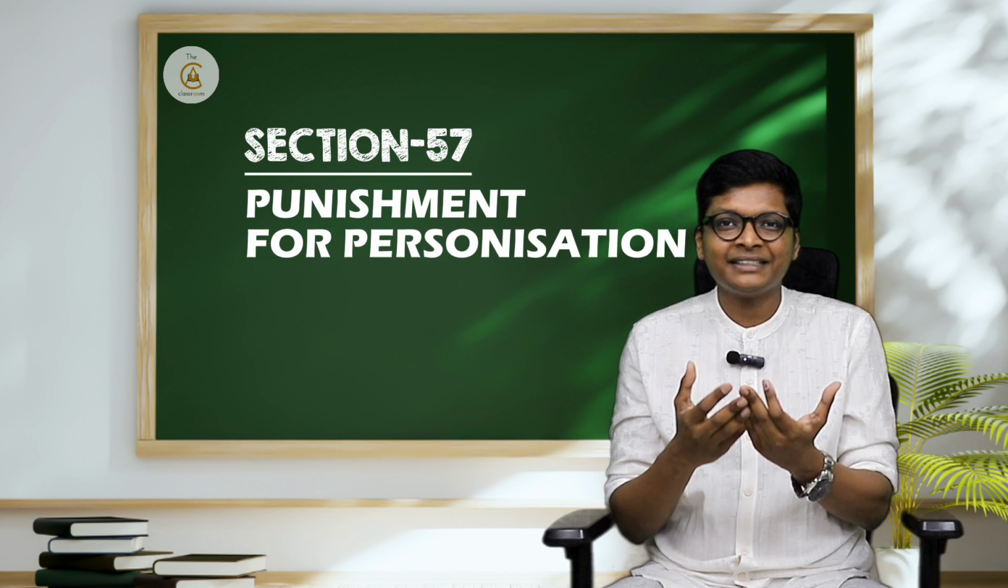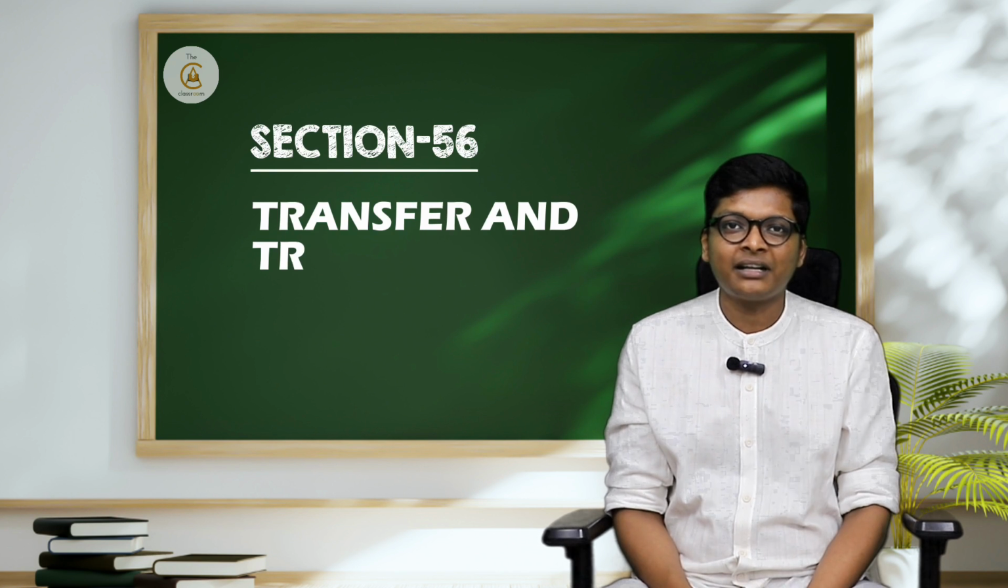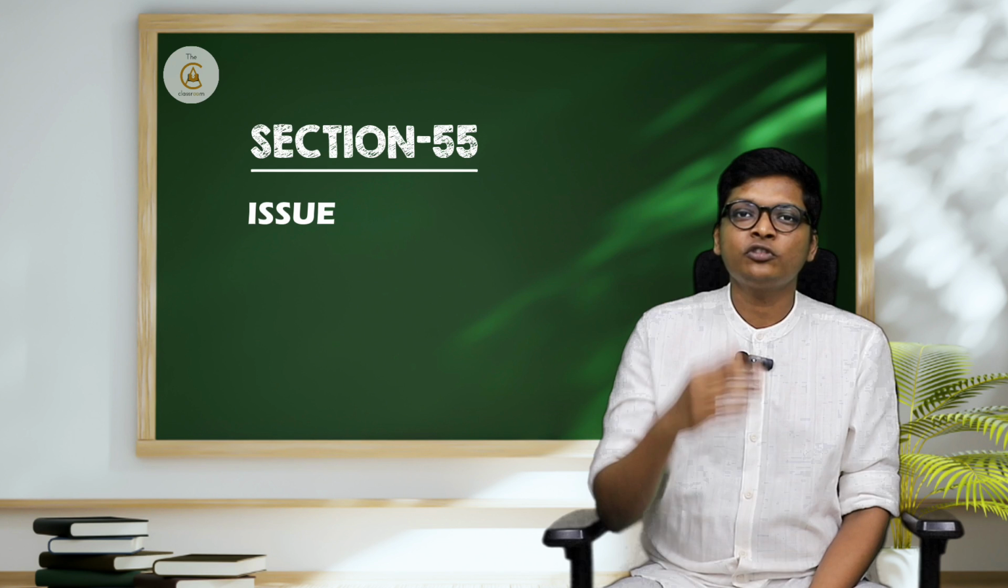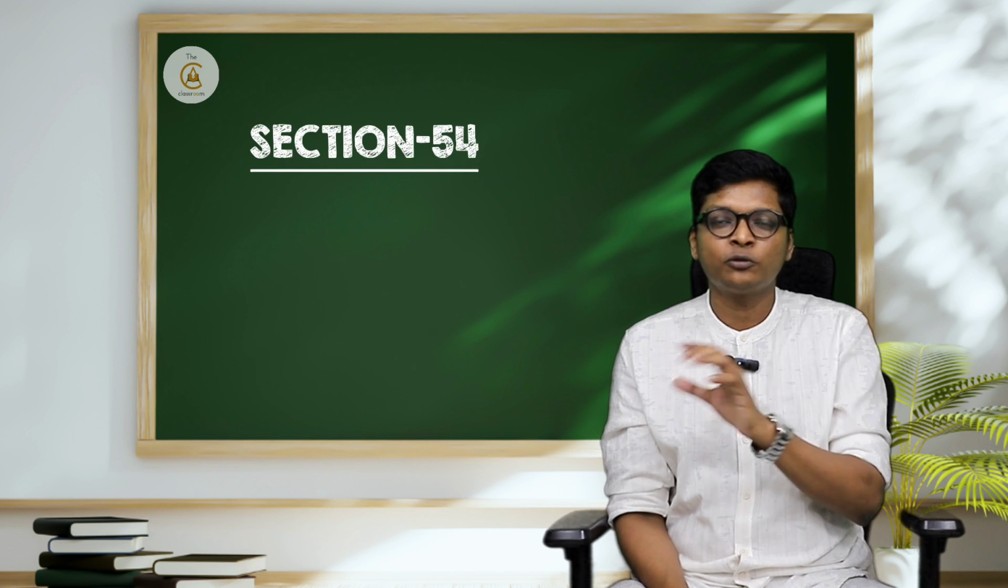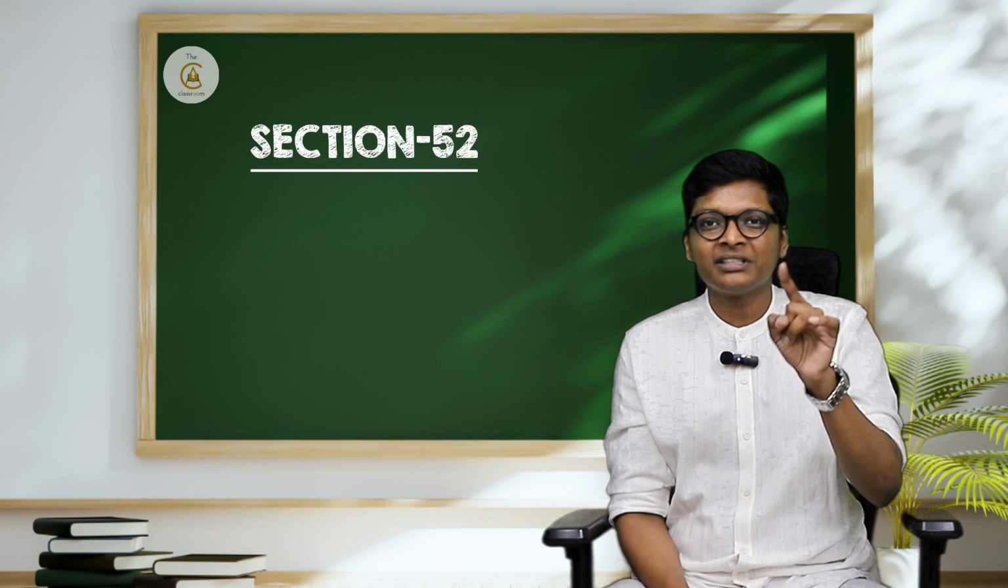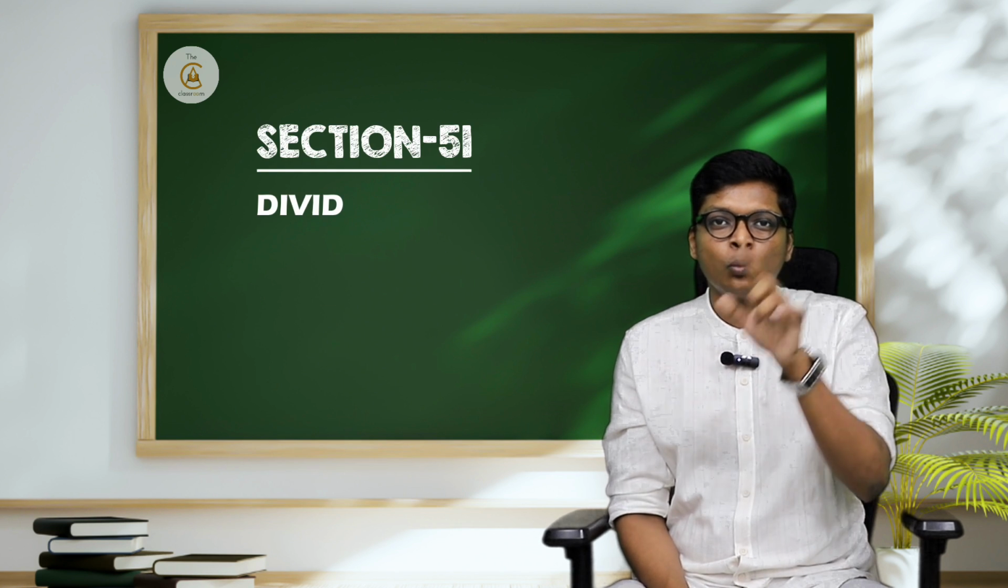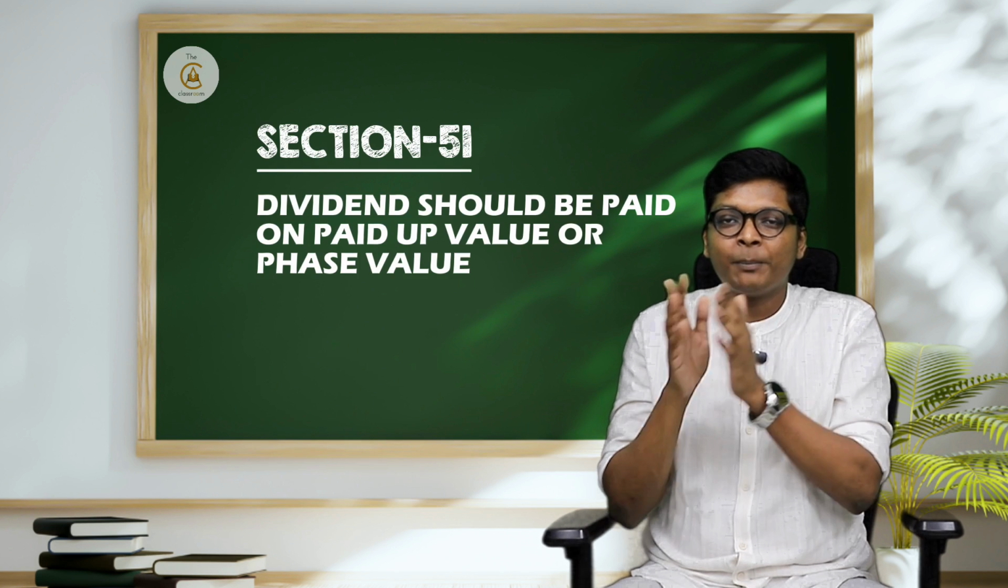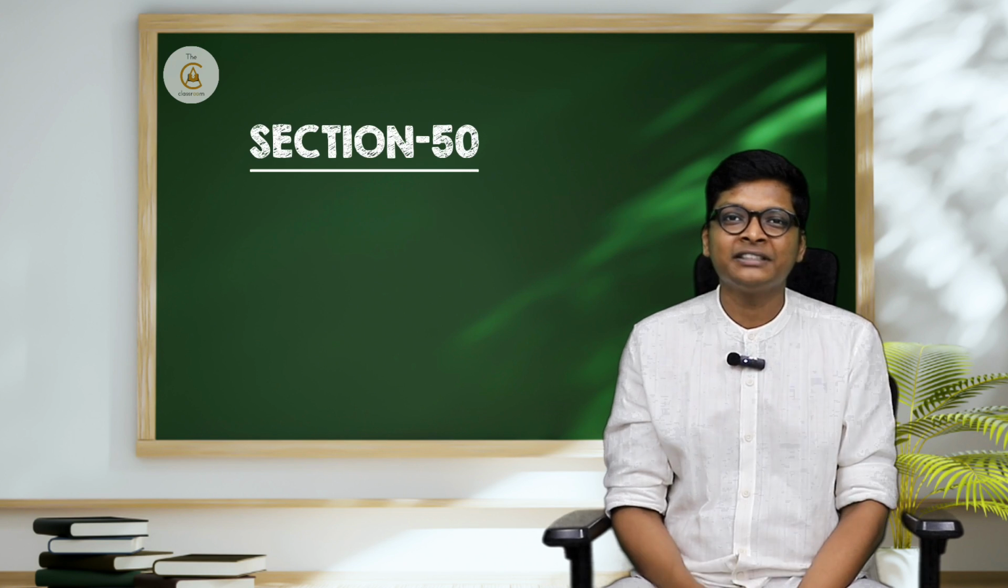57 is your personalization. 56 is transfer and transmission. 55 issue and redemption of preference shares. 54 is ESOP, sweat equity shares. 53 is shares issued at discount is void. 52 is securities premium. 51 is basically dividend to be paid on paid up value or nominal value. 50 is calls in advance.